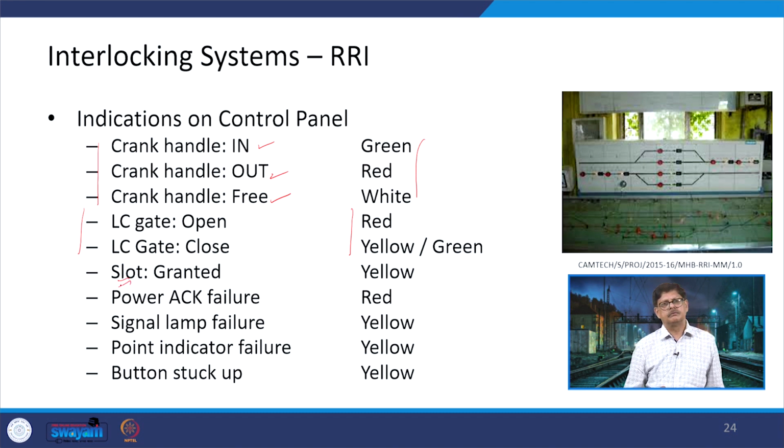The slots, we talked about the slotting of the route and the tracks or the signals. So there if it is granted, yellow. If there is a power supply failure, whenever it is a failure it goes to red. But in the case of signal lamp failure it is yellow, point indicator failure it is yellow, and if a button is stuck, then it is yellow. It means the caution is being defined, because in the case of the CLS system the green is already there always, so that the train can come in unless and until there is an obstruction or a failure or some other aspect for which a red is to be shown.